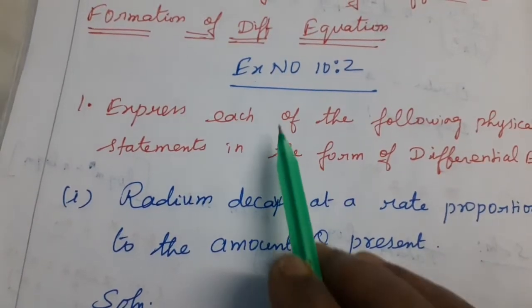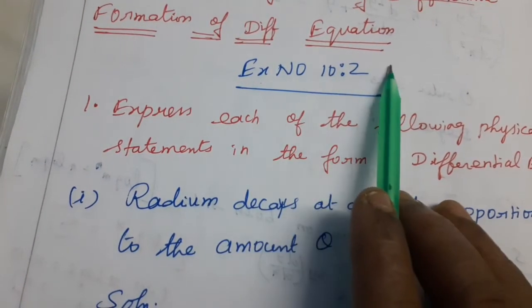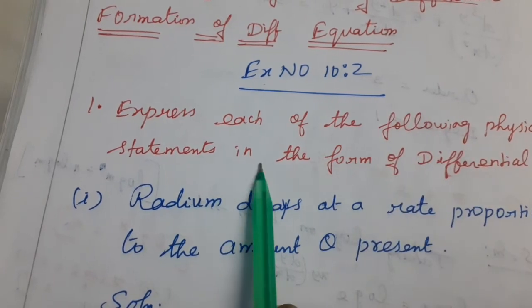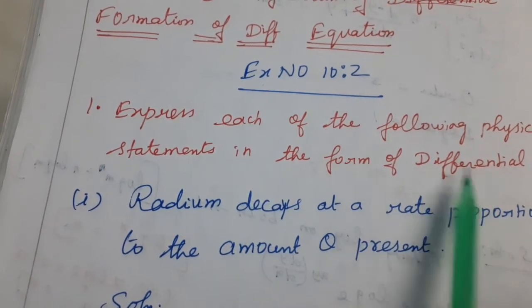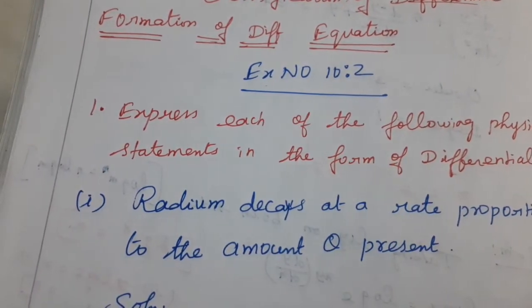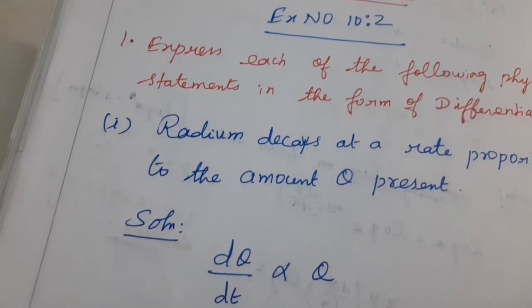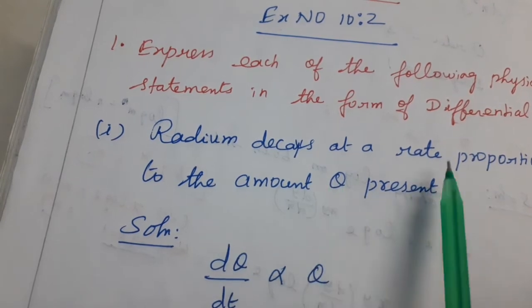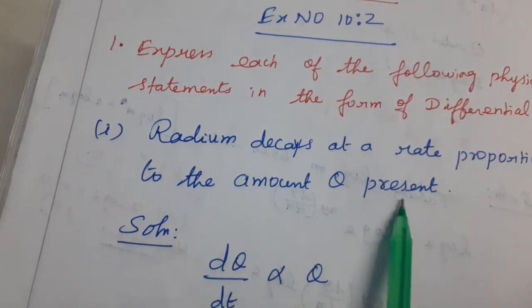Now listen for exercise number 10.2, formation of differential equation. How to frame the differential equation. Express each of the following physical statements in the form of a differential equation. The physical statement we are writing in differential form. Radium decays at a rate proportional to the amount Q present.